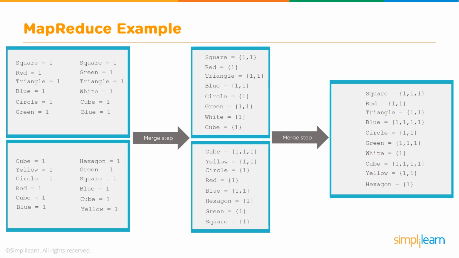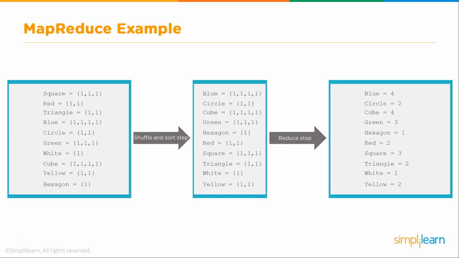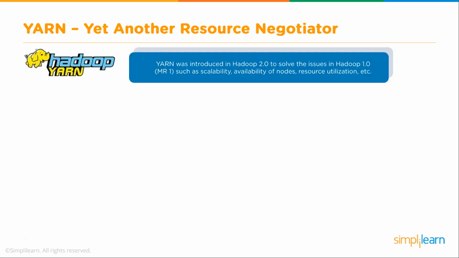The thinking about it is the same. Usually we don't think, hey, I want to do square 1, square 1, square 1. I don't think of that when I program, because I'm looking for the final answer. I'm looking for, hey, how many squares do we have? We had 3 squares. But that is the kind of thinking you have to go through when you're processing a program through MapReduce. So let's go ahead and jump to Yarn.